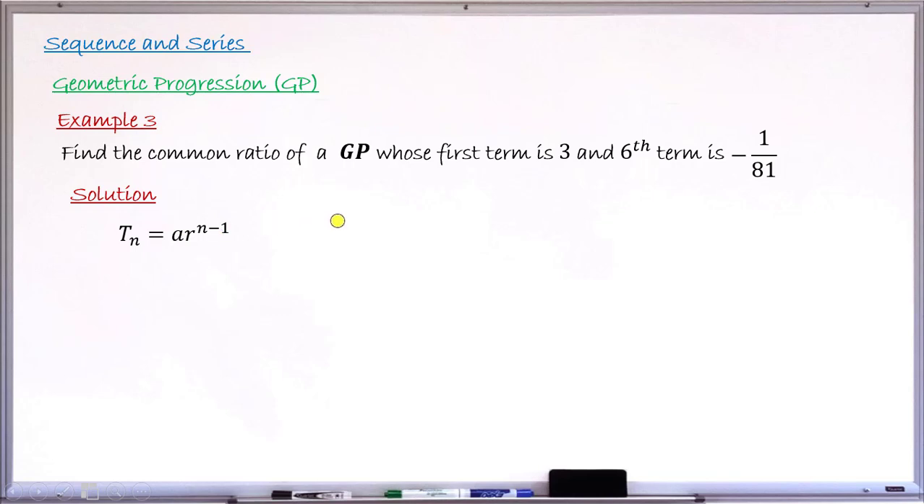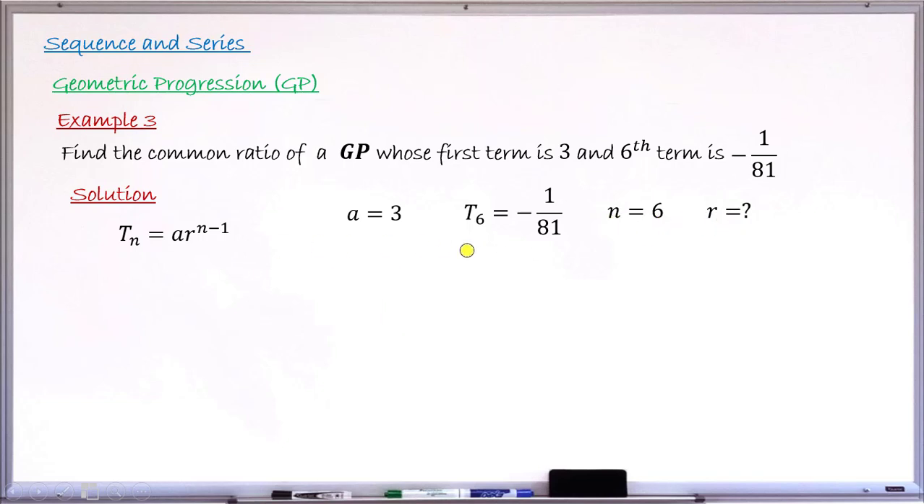So there we now find what is given in the question and what we are asked to find. We are asked to find the common ratio. But the very first term of the GP is 3. Whose first term is 3? Look at it. And the term number 6 is minus 1 over 81. So T6 equals minus 1 over 81. And the n there is 6, and we are asked to find R.